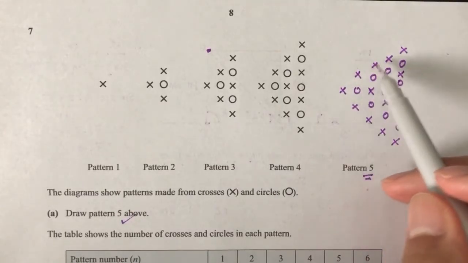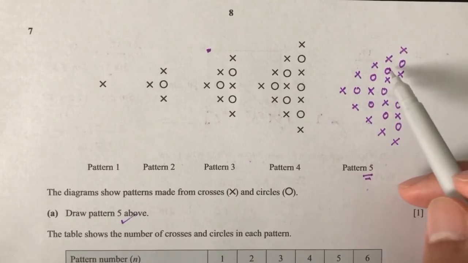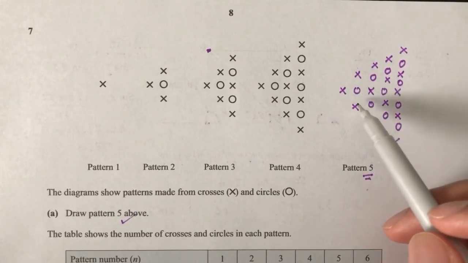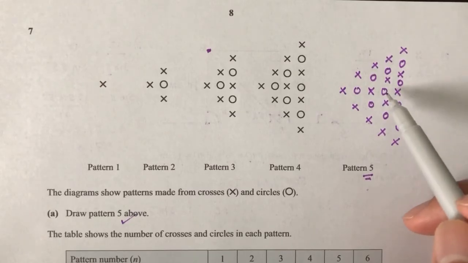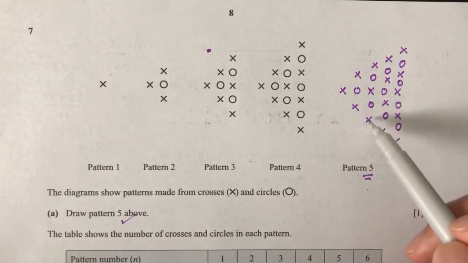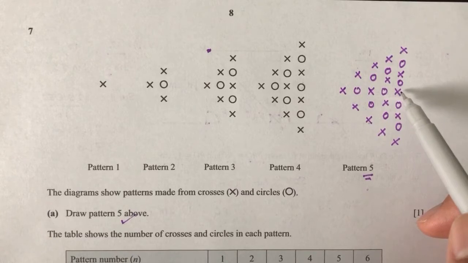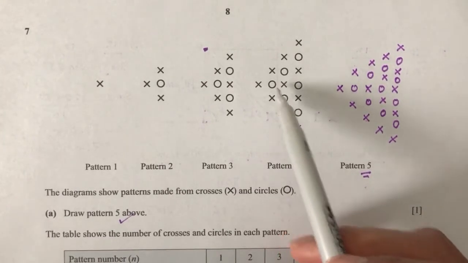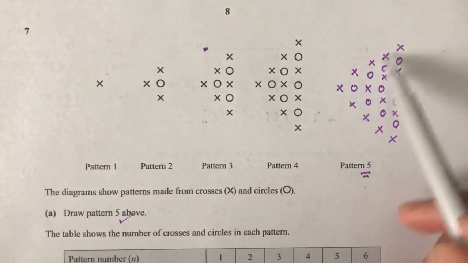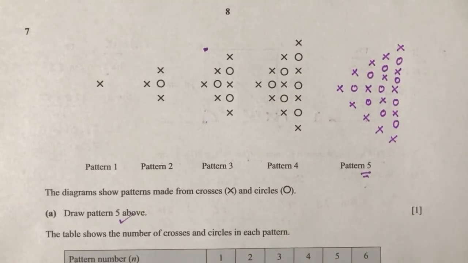So 1, 2, 3, 4, 5, 6, 7, 8, 9, 10, 11, 12, 13, 14, 15, 17, 18, 19, 20. So 25. As long as we follow this shape, so this like triangle, we'll have 25 of those dot and crosses.